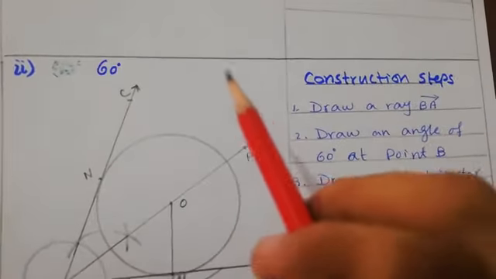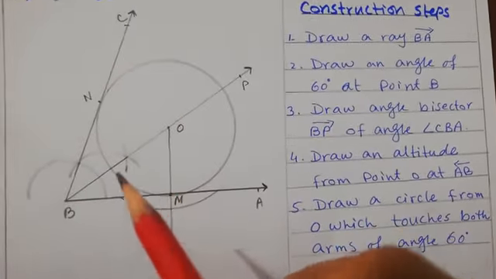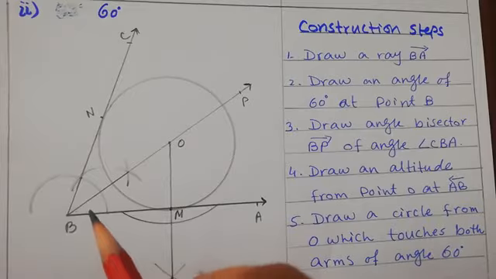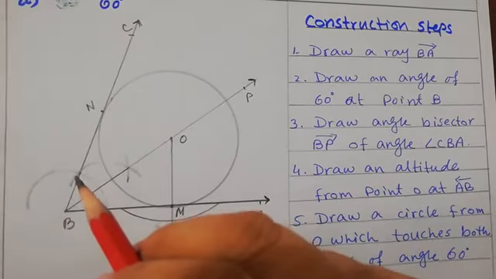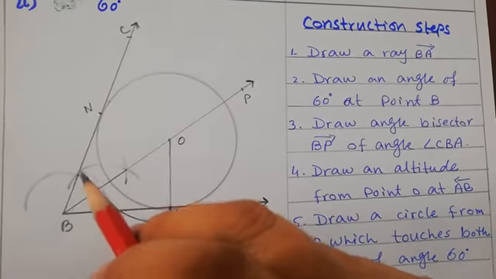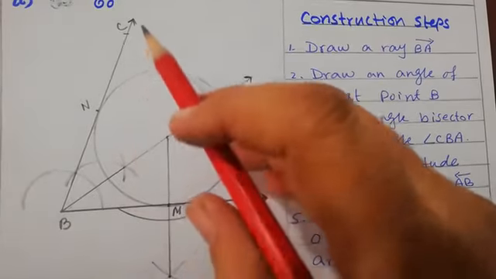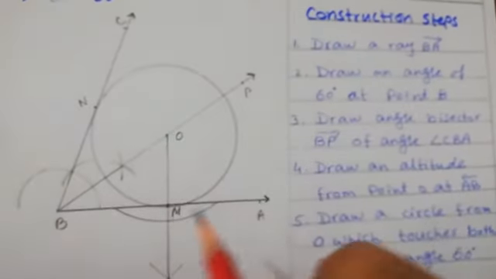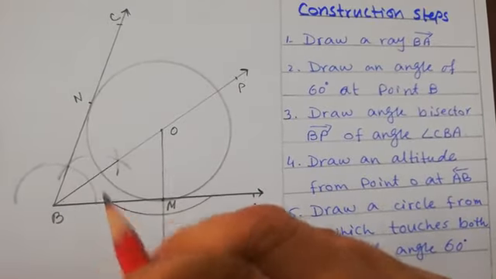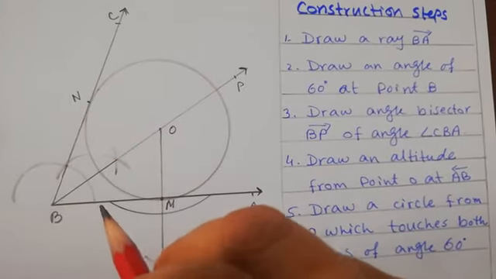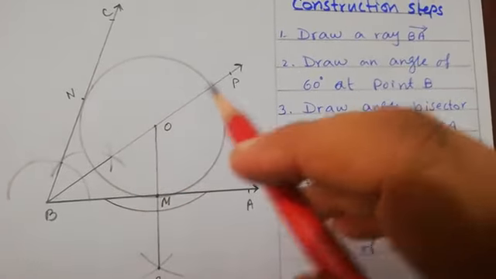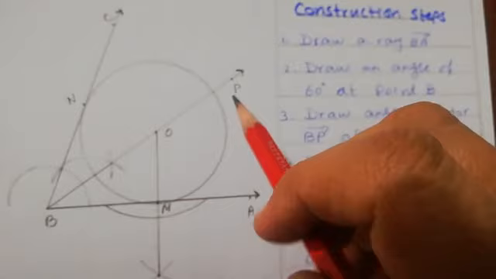Now the second part is 60 degrees. This is a very simple method. First you will draw the ray BA, and after that you will put your compass here. This first arc indicates the 60 degrees. So you will join point B to this and draw a ray BC. Now angle ABC is 60 degrees, and after that we will find the angle bisector by the previous method. Put your compass at that point and at that point, draw both arcs and then join this line. Ray BP is the angle bisector.